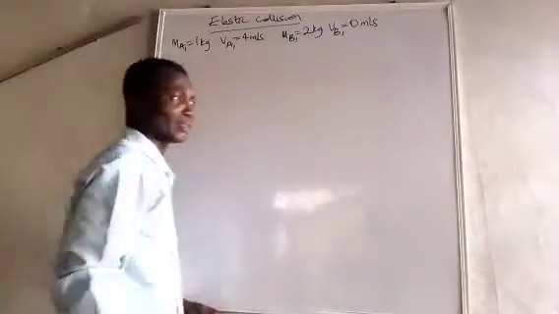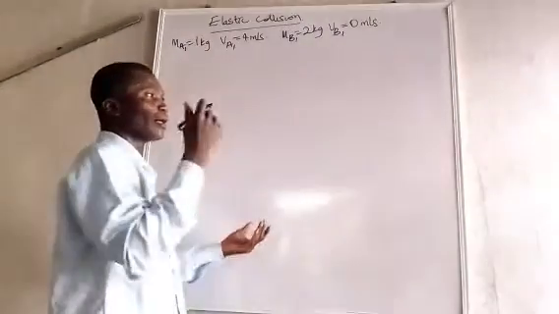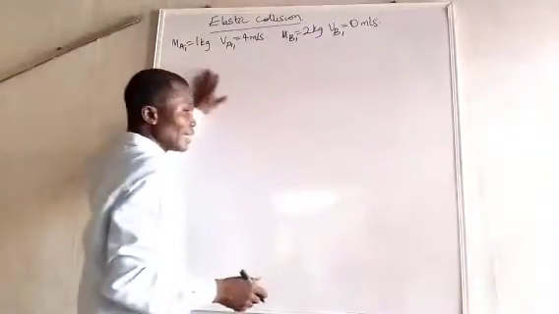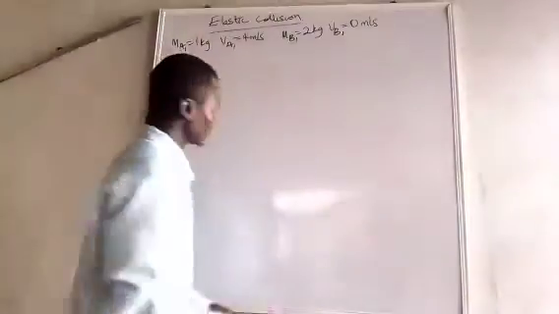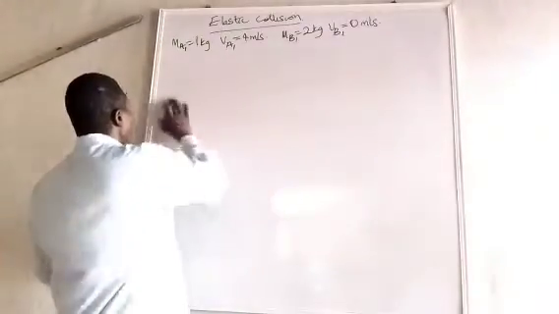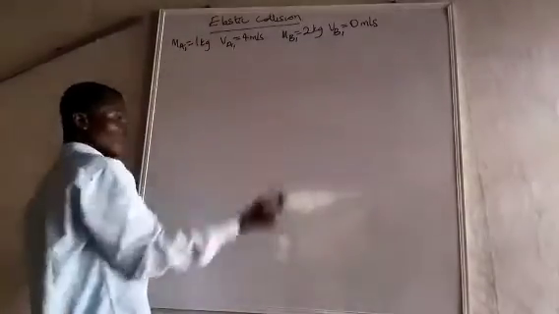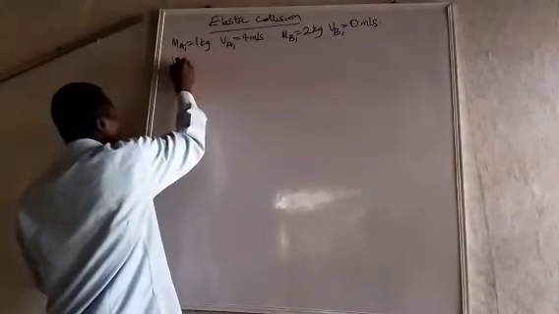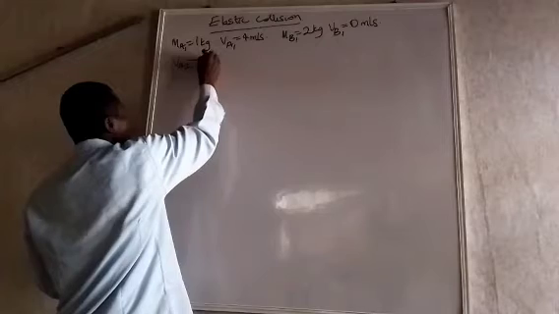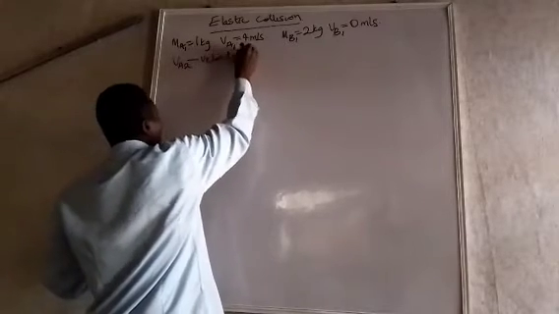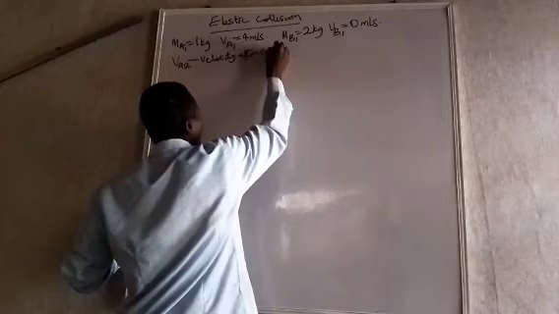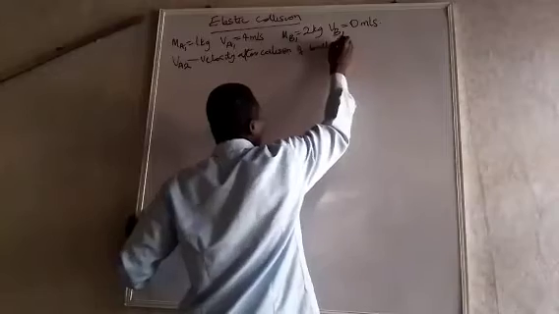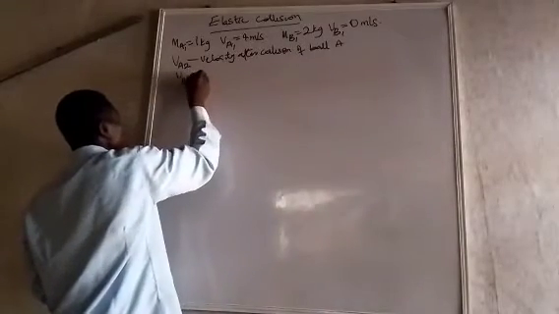Now, we are asked to find the velocity after collision. We have also been given the information that the collision is elastic. Now, let's look at what we are doing. Ma remains the same. Va changes. So, Va2 is the velocity after collision of ball A, and Vb2 is the velocity of B after collision.